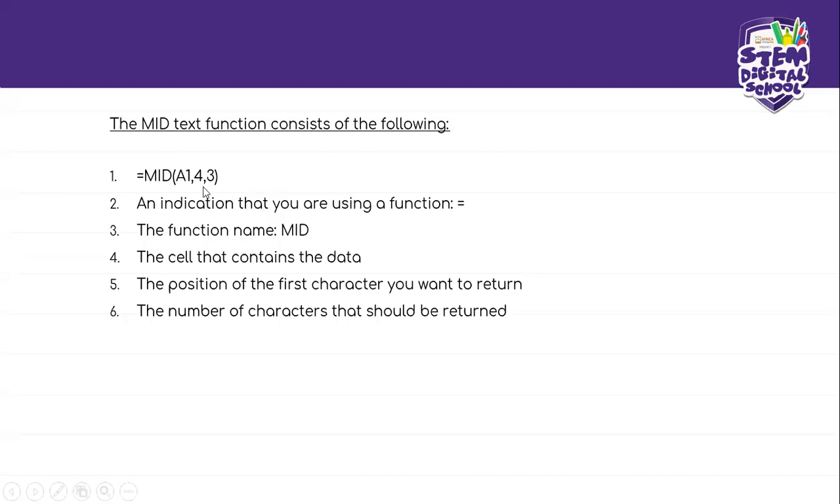Now, where do you want it to start? On the 4th character. Then from the 4th character, I want it to give me 3 characters. It should return 3. So starting from the 4th letter, it will give me the next 3 letters, starting from the 4th one, 1, 2, 3. Then it will return those letters.